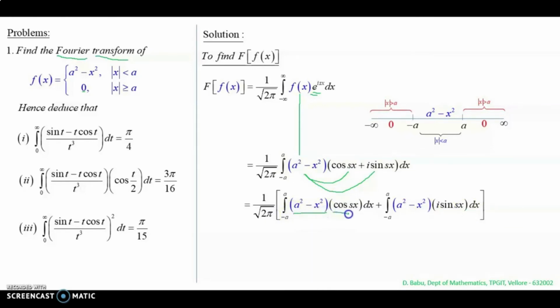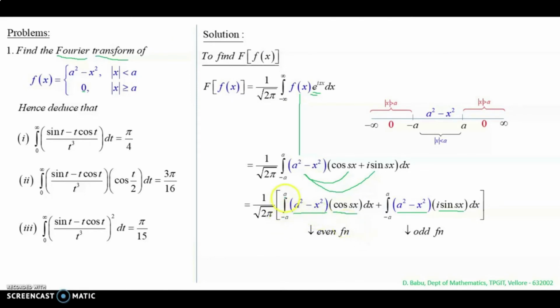Now a square minus x square is an even function, and cos sx is also an even function. Therefore, even into even is an even function. But sine is an odd function, and odd into even is an odd function. Even into even is an even function, even into odd is an odd function, and odd into odd is an even function, like minus into minus is plus, plus into minus is minus.